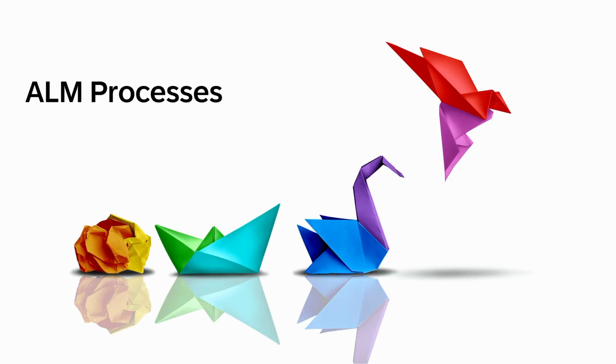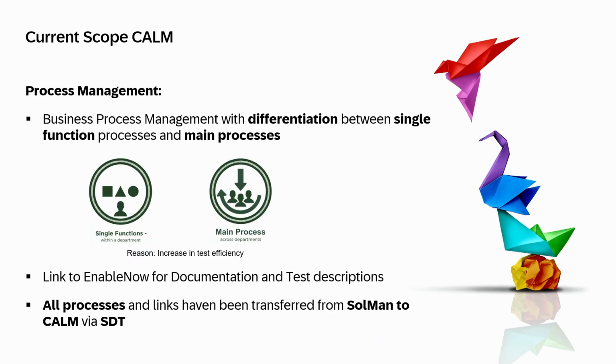So coming to our ALM processes: what we do now in Calm and what we have transferred. With the selective data transfer, we transferred our process management. We transferred our business processes, with the single functions and main functions, completely from the solution library in Solution Manager. We also had the process step library, which has been 100% transferred in Excel spreadsheets.